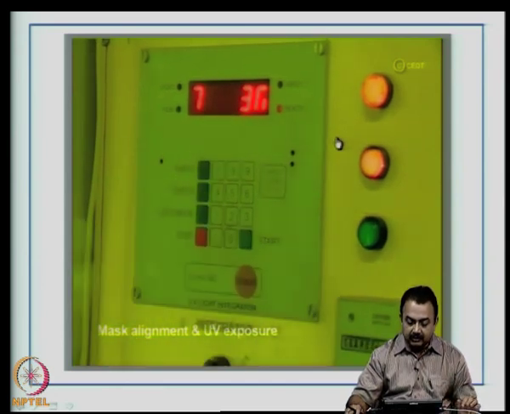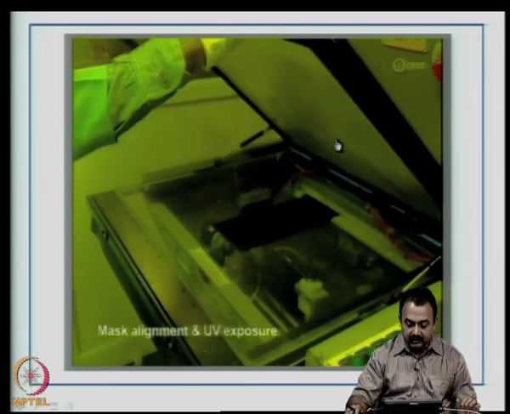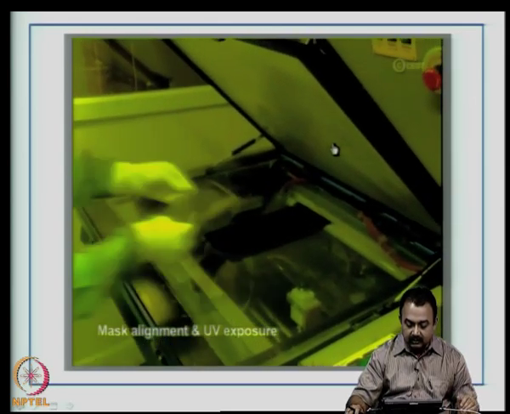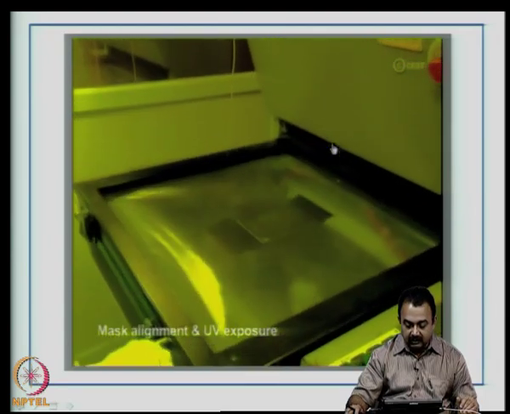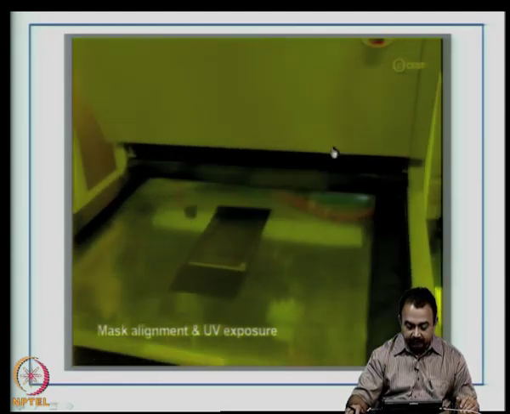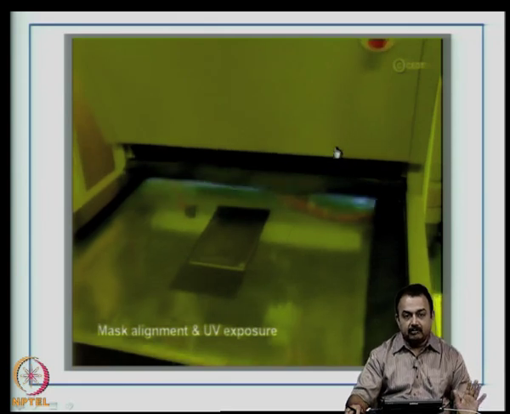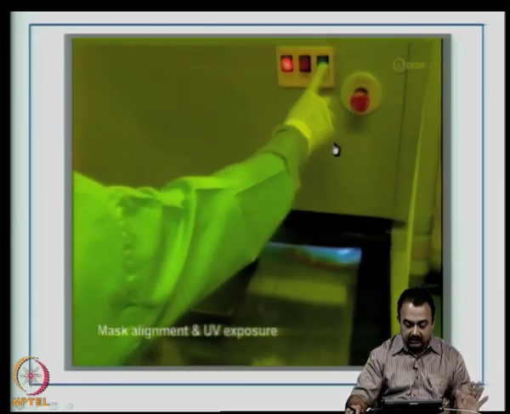Now, typically in a machine you will have 2 rows of lights, top and the bottom, so that you can do simultaneous exposure of both sides, but here you will see only one side exposure is done. Now, the board is loaded, the mask is applied, and then the drawer is closed. A vacuum is applied, so that there is no air gap between the board and the mask.